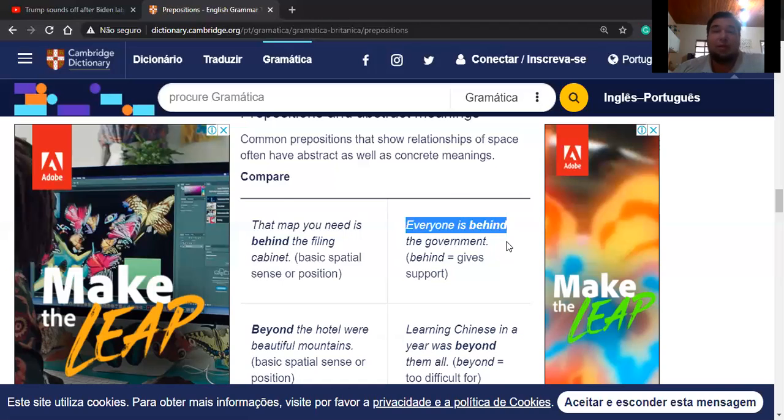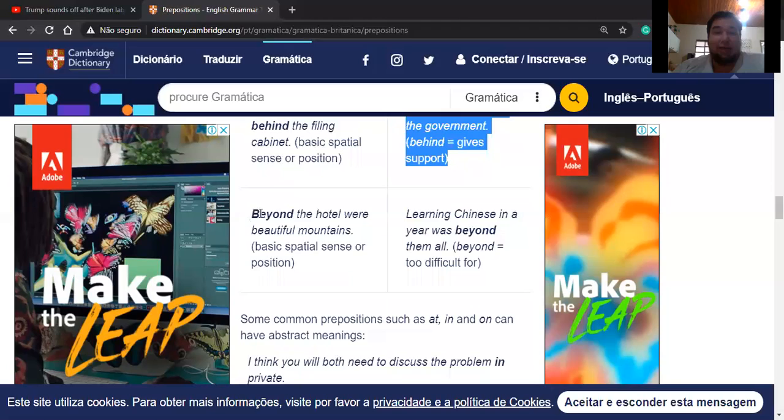Everyone is behind the government. Behind equals give support. Então, behind aqui, nessa frase, faz um significado abstrato, não concreto. Não dá para construir com behind nesse sentido. Você tem um meaning abstract.